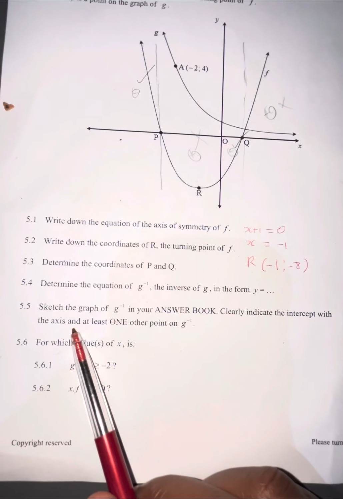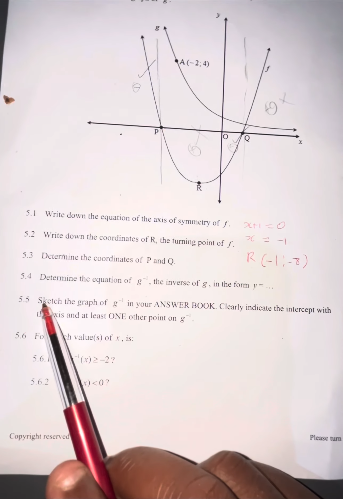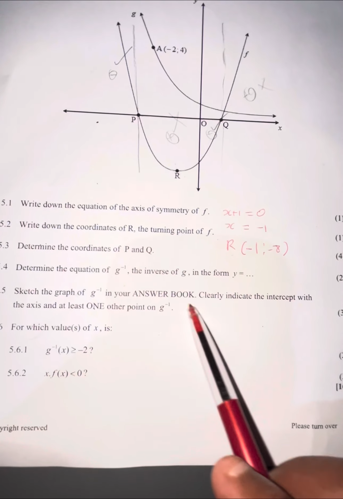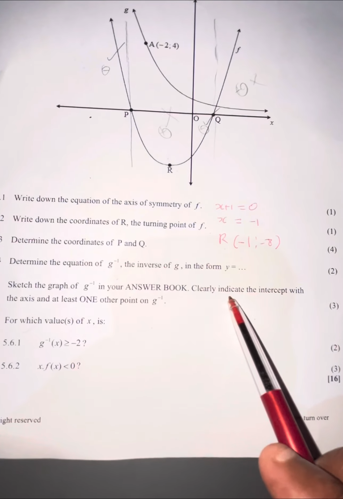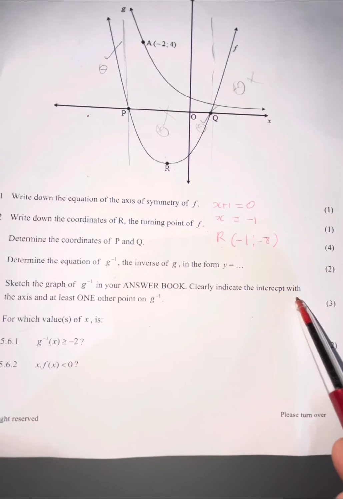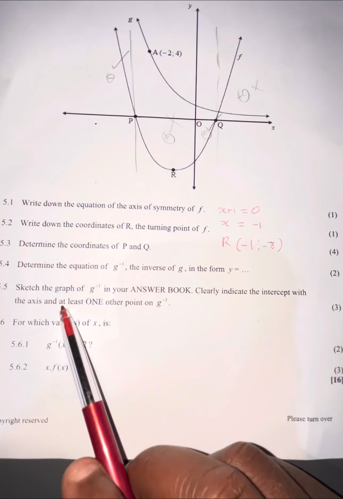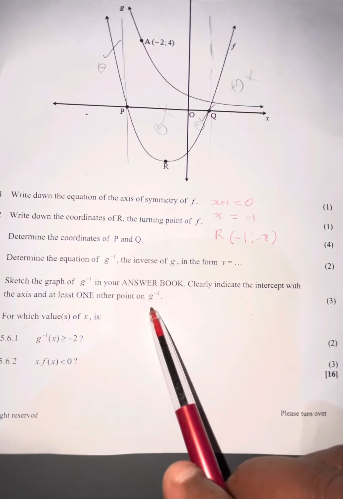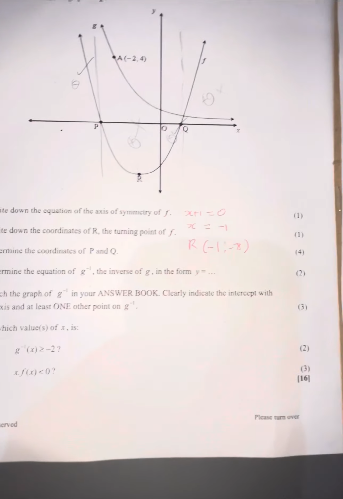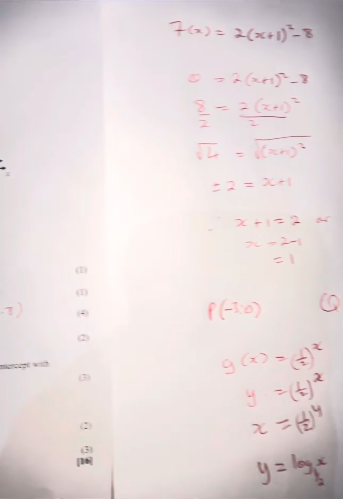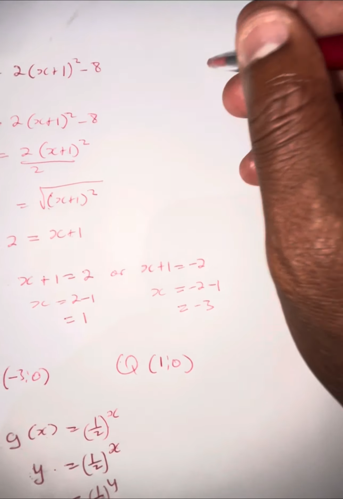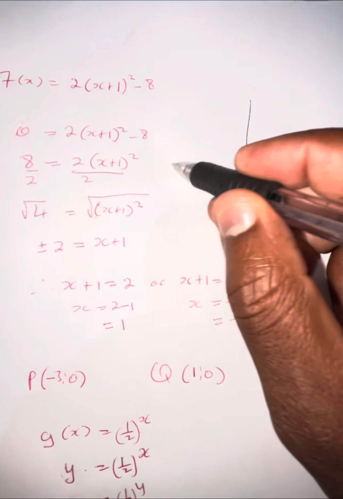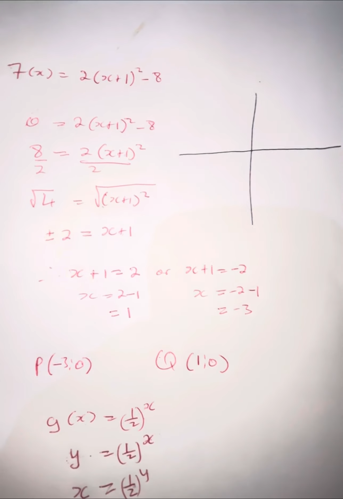So let's move to 5.5. They're saying you need to sketch the graph of the inverse in your answer book. Clearly indicate the intercept with the axis and at least one other point of the inverse. So this is how you can draw your graph. Okay, let me try to draw the graph here.